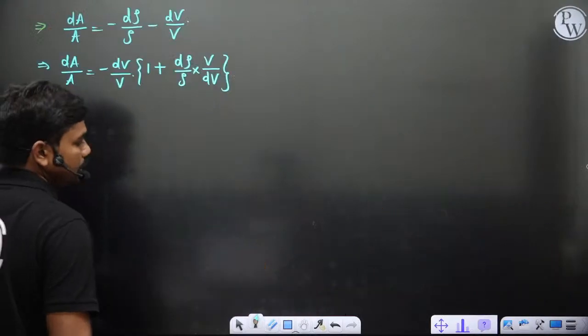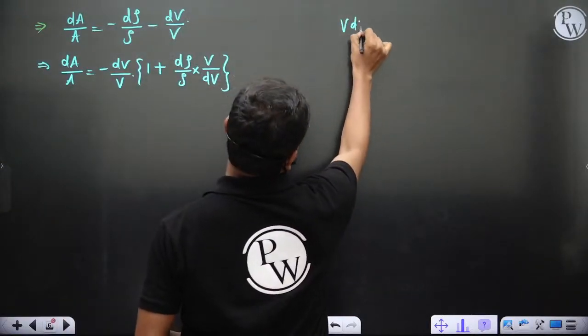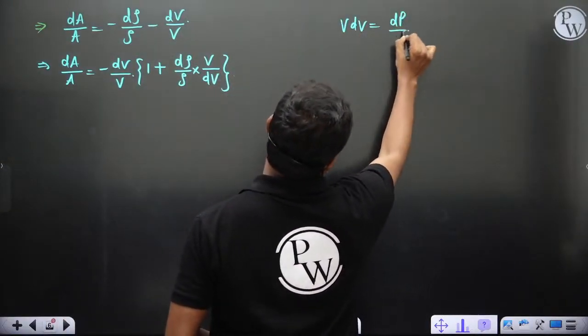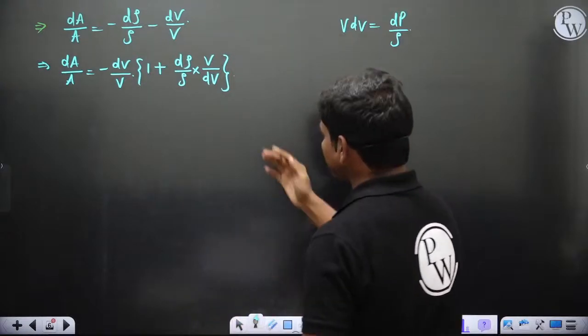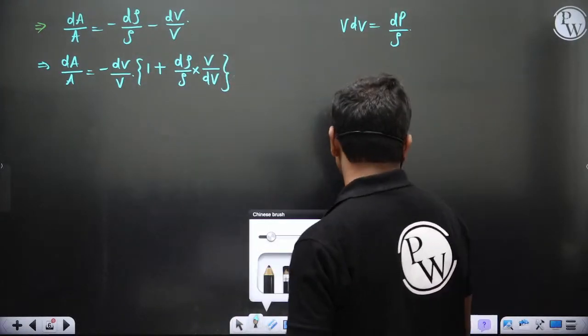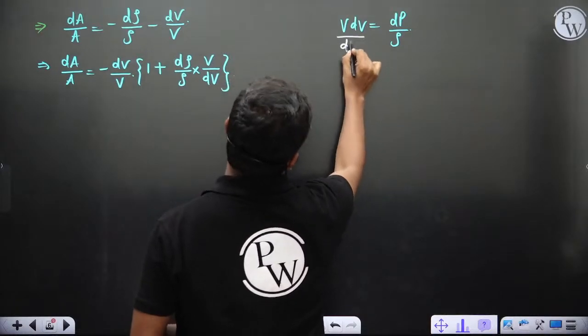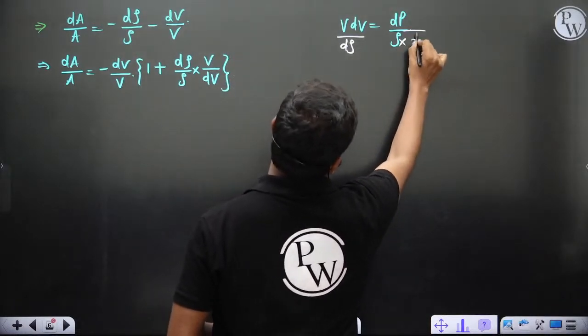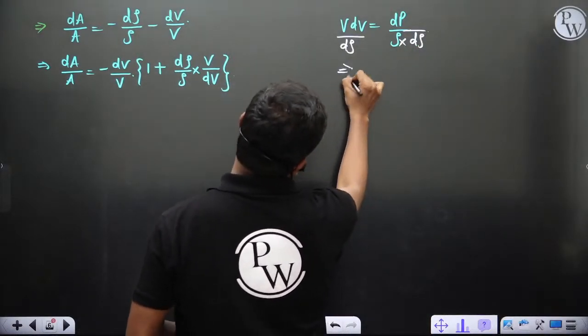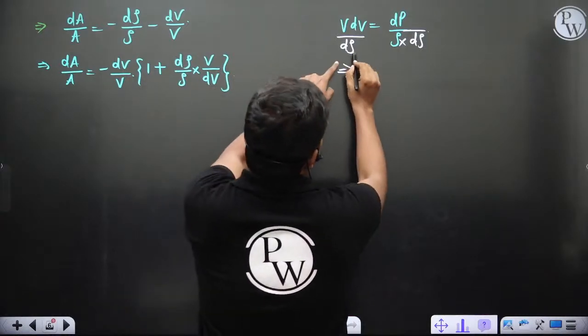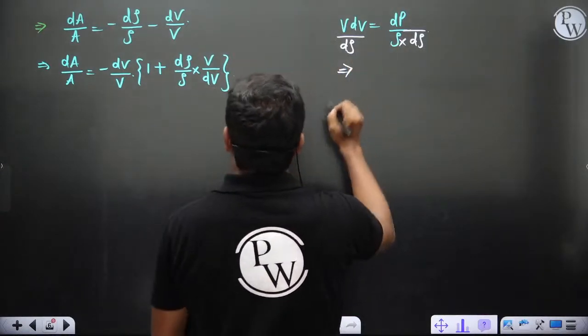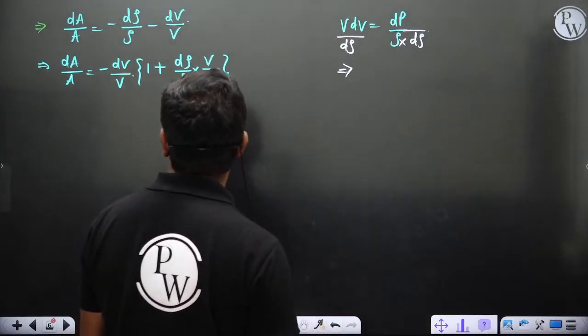V dV is equal to minus dP by rho actually here. Okay, but we want dρ by rho actually. So let's say if you multiply by dρ here, this actually gives you dρ by rho. Okay, I think we can adjust a bit here.